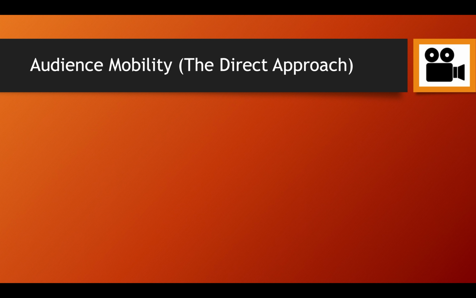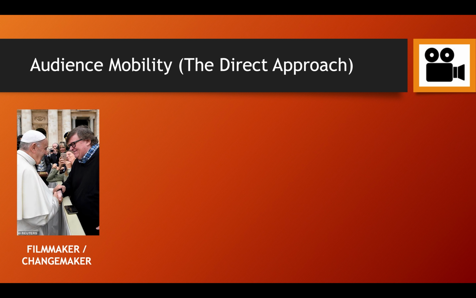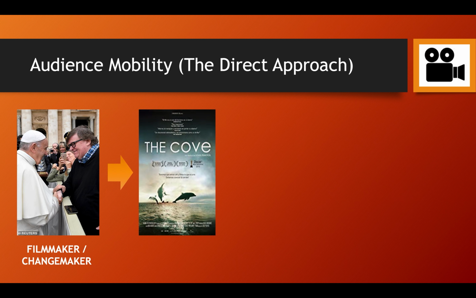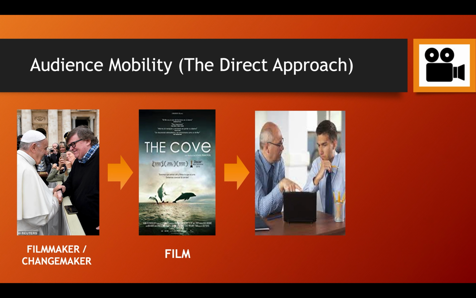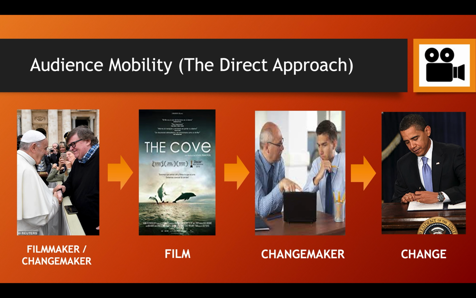The model I propose is called the Direct Approach, and it involves the changemaker right from the beginning. The filmmaker approaches the changemaker and finds out exactly what kind of visible evidence he requires in the film to advance social change. Then the film is made. And then, instead of presenting it to the general public, it is presented to the government or the changemaker involved in the social issue. And then that accelerates the path to progressive change.